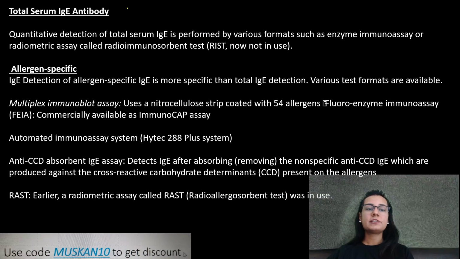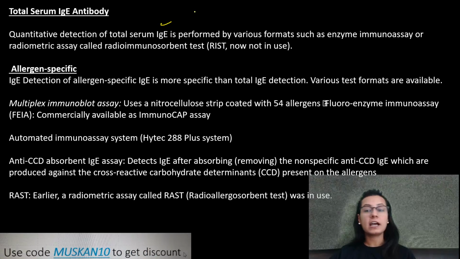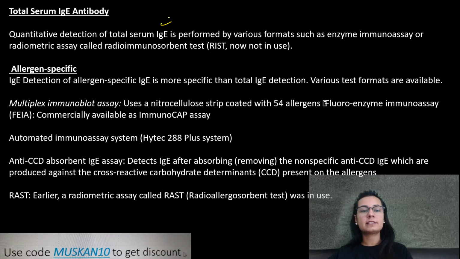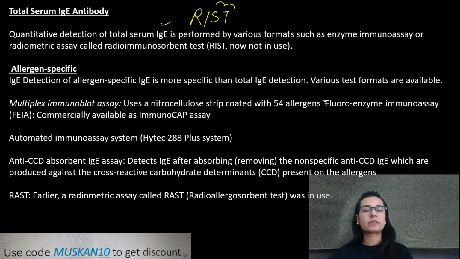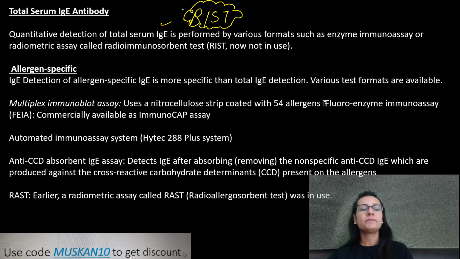Now, total IgE antibody, quantitative detection of the IgE is performed by various formats, that is enzyme immunoassay or the radiometric assay that is called the radioimmunosorbent test. Okay, now no more we use the RIST to see the quantitative analysis of the antibody.